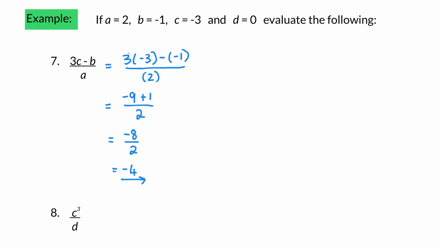That brings us to our last question. So in this last question, I have c cubed, which is (-3) cubed, out of d, which is 0. Now remember, I'm not allowed to divide by 0 in maths. If I divide by 0, it's called undefined. So it doesn't matter what's at the top. My final answer is going to be undefined.